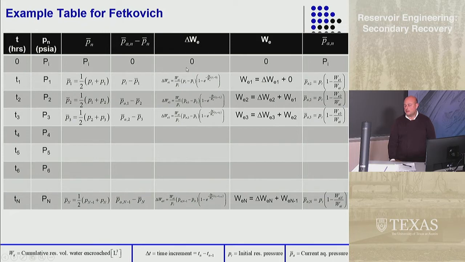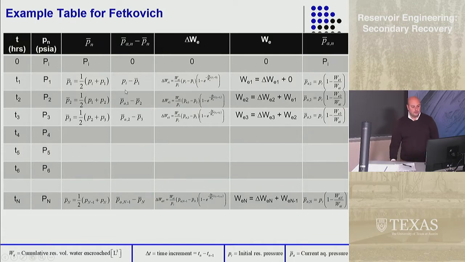Obviously that's 0 at time 0. We haven't had any water come in. And the cumulative, which is what we had at the previous time level plus any new incremental, so that's still 0. And then the average aquifer pressure at the current time level. So PA stands for aquifer pressure, the bar indicates some sort of average, and N indicates the time. That's equal to PI at that first time level.